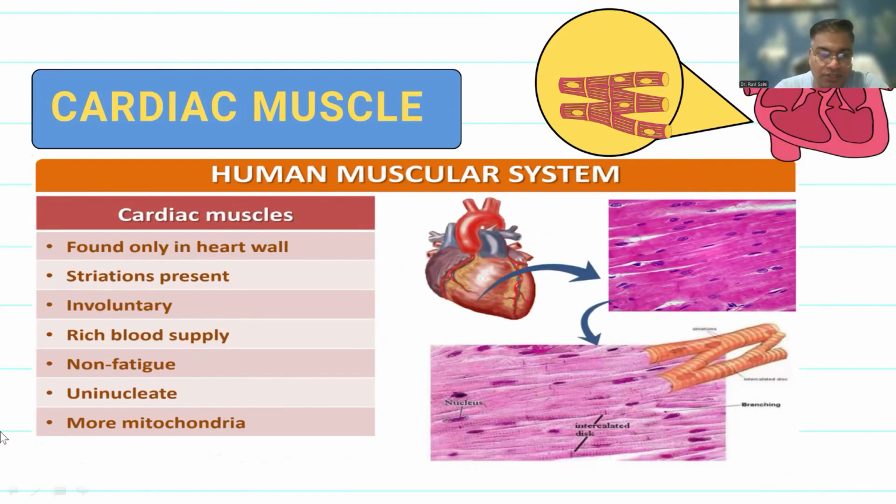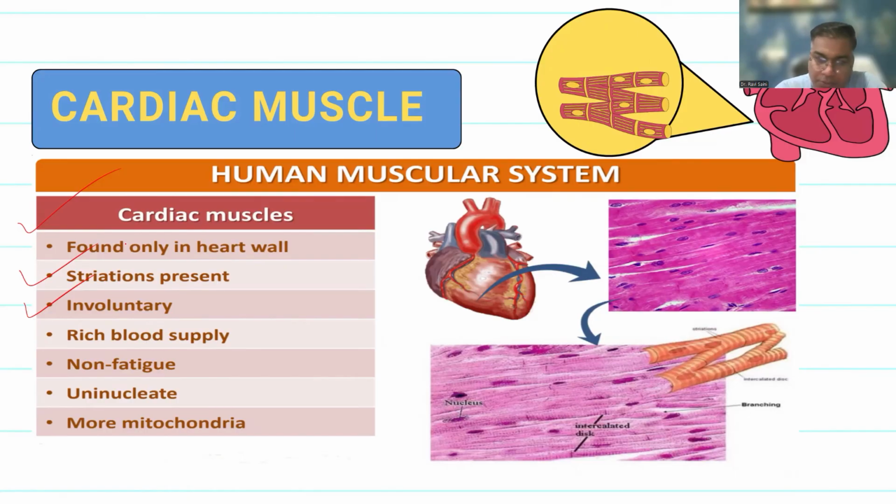The second type of muscle is the cardiac muscle, found only in the heart wall. Striations are present. They are involuntarily controlled, because the contraction of the heart is not controlled by the nervous system voluntarily. Definitely, it is influenced by the autonomic nervous system and various other parts of the nervous system, but it cannot be voluntarily controlled.